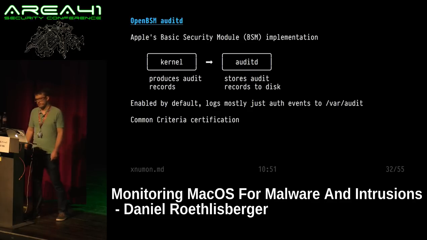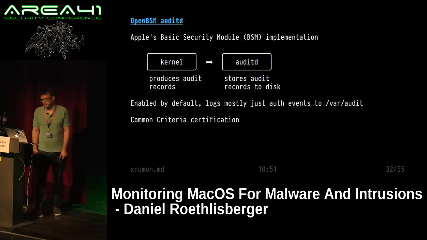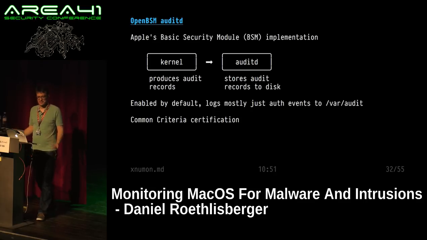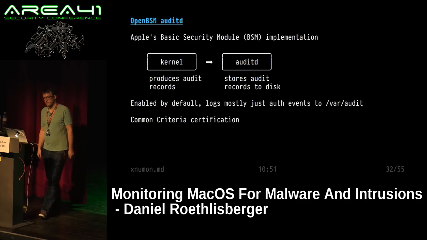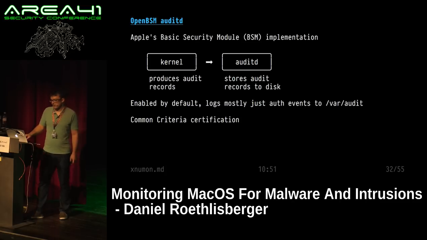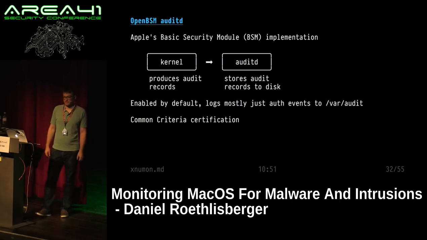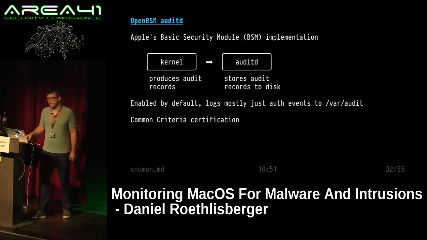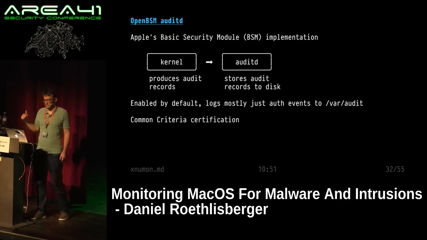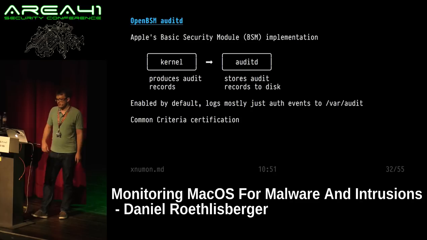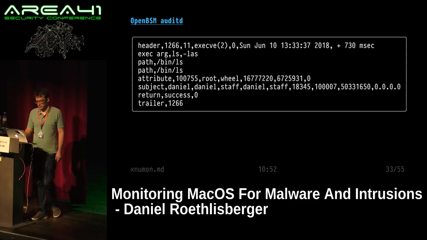So I checked the third tool, something that's actually pre-installed on every Mac. If you've done Solaris in your past, you might know the BSM. It's an audit framework that's also available on other platforms. Apple implemented this to achieve Common Criteria certification. Basically, the kernel produces audit records for a lot of low-level events, including full syscall auditing, stores these audit records in the kernel where the audit daemon gets them and stores them to disk in a binary format. By default, this just logs authentication-related information, but it's actually running by default.